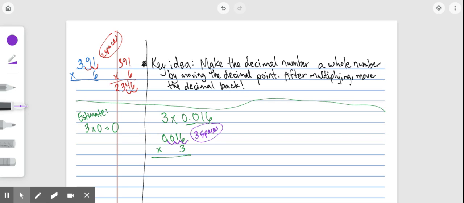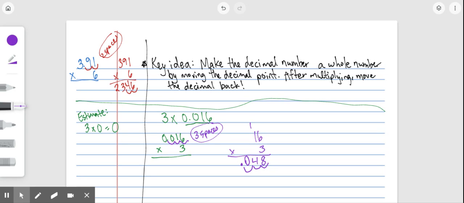So this top number becomes 16, because those zeros can go away, times 3. Okay, 16 times 3. So 3 times 6 is 18, carry the 1. 3 times 1 is 3, plus 1 is 4, so I got 48. And then the last thing is, now I need to move that decimal back 3 spaces. But I move it once, I move it twice, I only have 2 spaces to move it. If I still need to move it that third space, I'm going to have to fill that space in with a 0, okay? And then I put a decimal here.